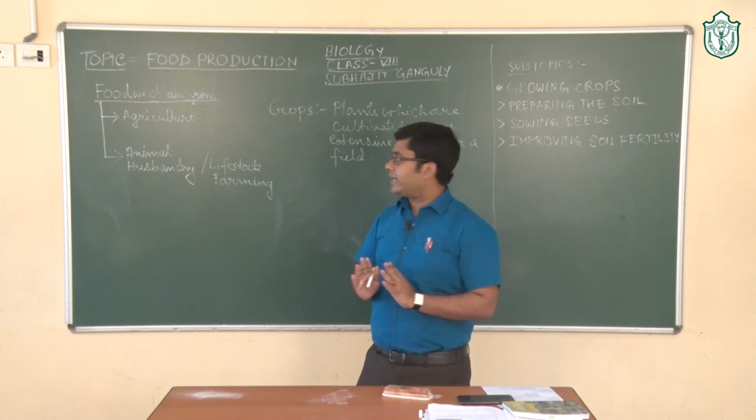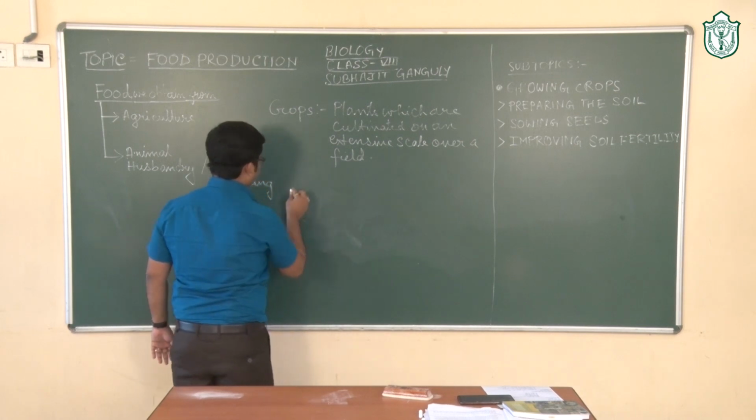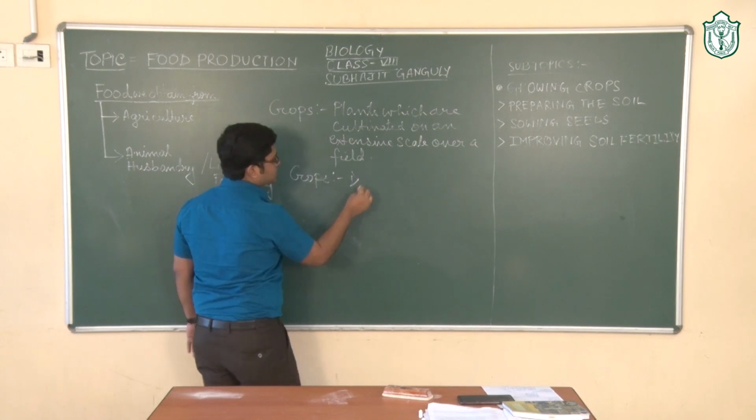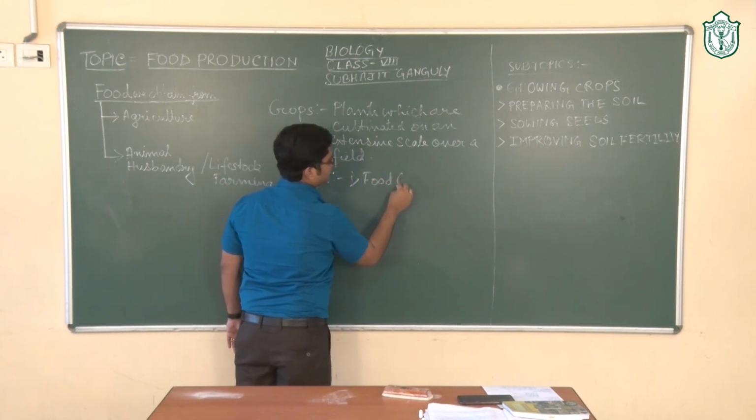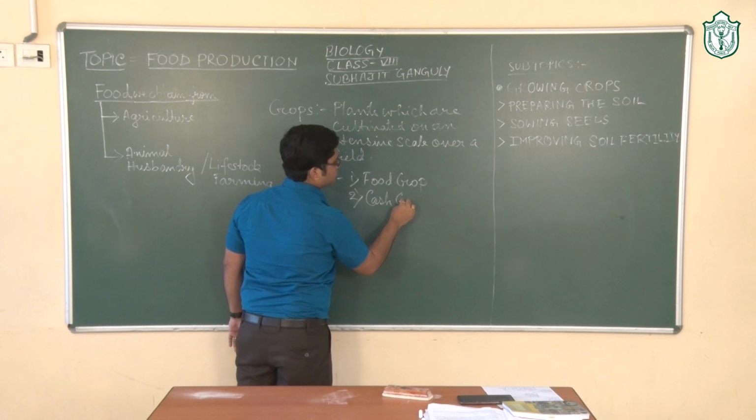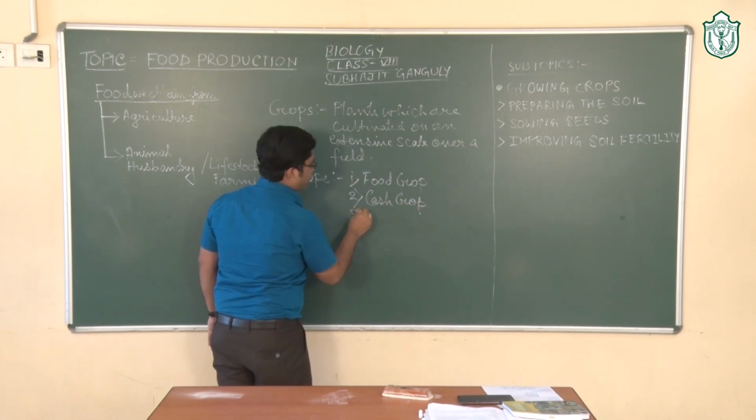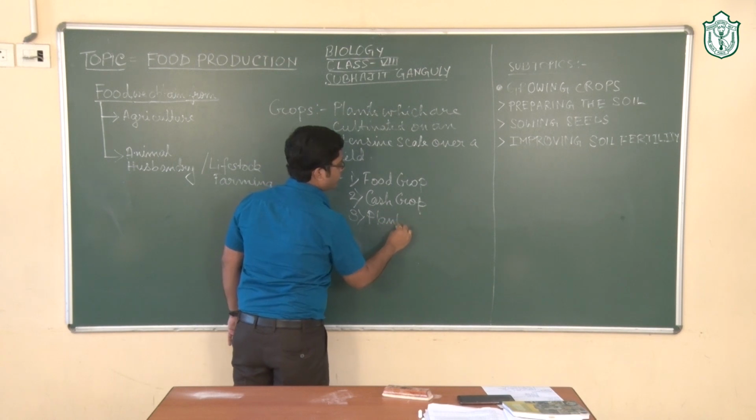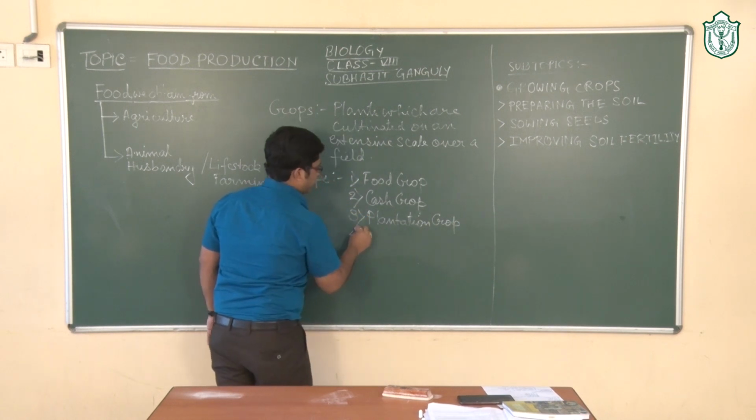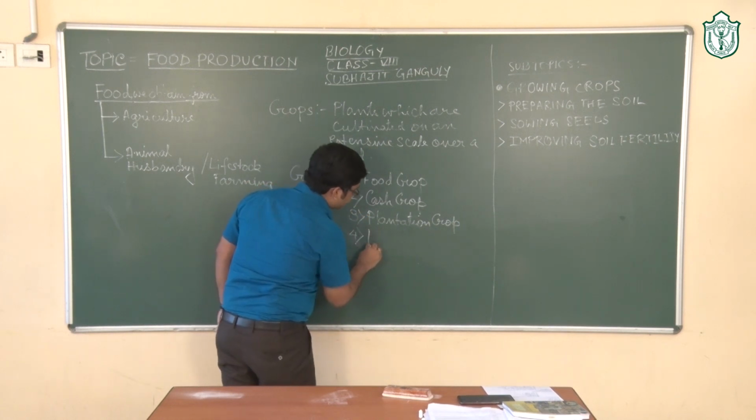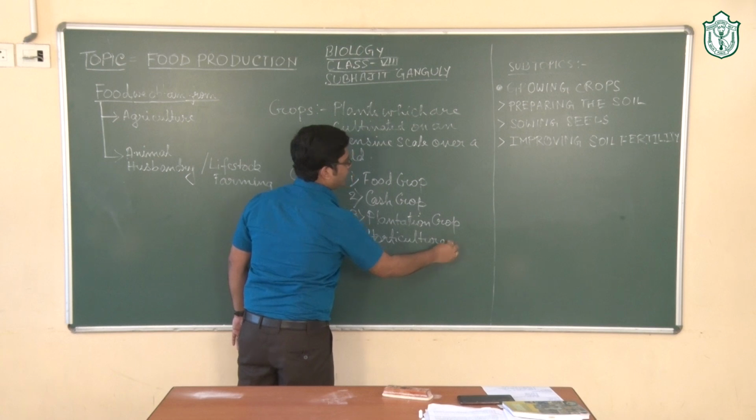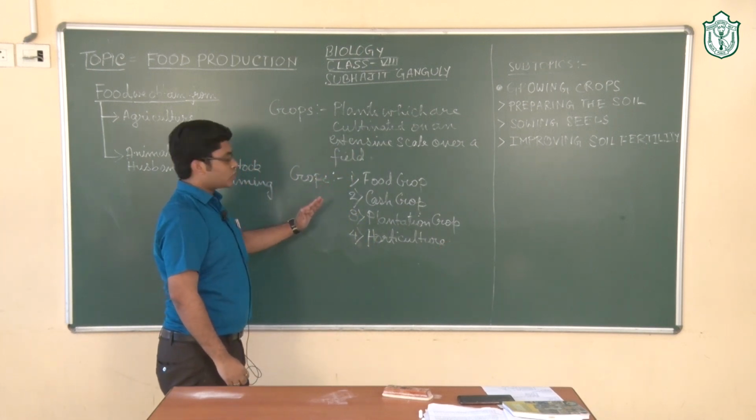Crops can be classified under basic categories. The crops can be of different types. The first one is food crop. The second one is cash crop. The third one is plantation crop. And the fourth one is horticulture. Now we will discuss these different types of crops.